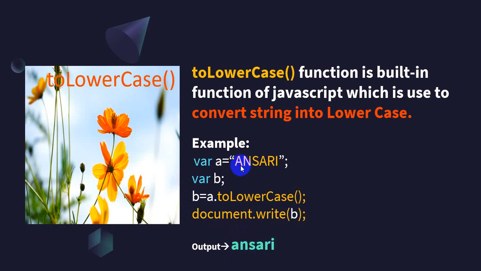Initially you passed the value in capital letters, but your result is in small letters. Why? Because you have used the toLowerCase function, so it is very self-explanatory. If it is toLowerCase, it will display your word in lowercase. If it is toUpperCase, it will display your string or character in uppercase.